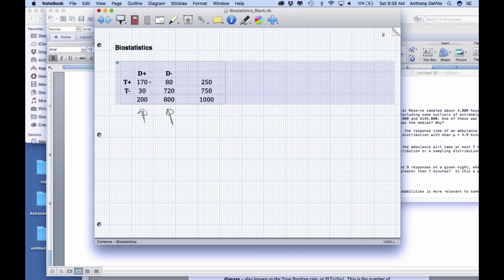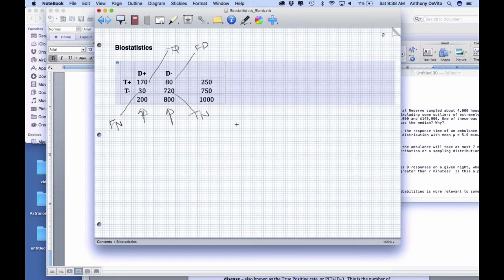Okay, so if we had to summarize here, this is true positives, right? It's correct positives. This is true negatives, right? And this is, well, let's see, it's a positive, but it's wrong. So it's a false positive. And over here, this is a negative, right? This is a negative, but it's incorrect. So it's a false negative.